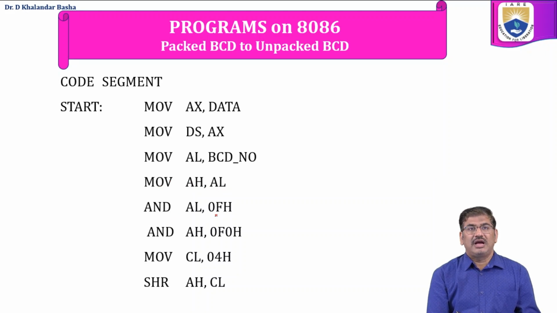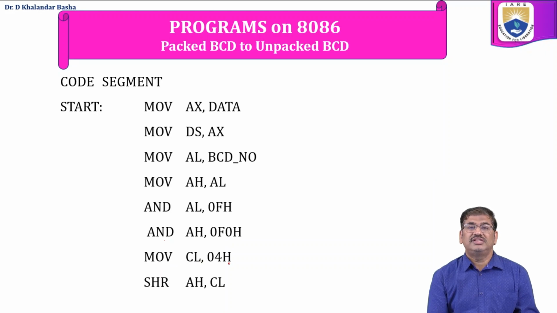Next, AND AL comma 0FH. So when you AND AL contents with the 0FH, the lower 4 bits will be retained, the upper 4 bits will be cleared. Next, AND AH comma F0H. So when you AND AH contents with F0H, the upper 4 bits will be retained and the lower 4 bits will be cleared.